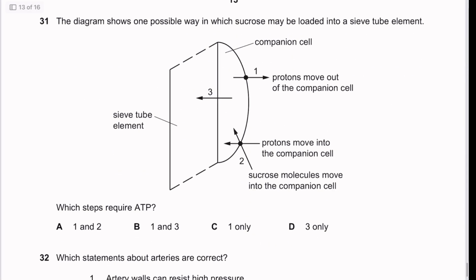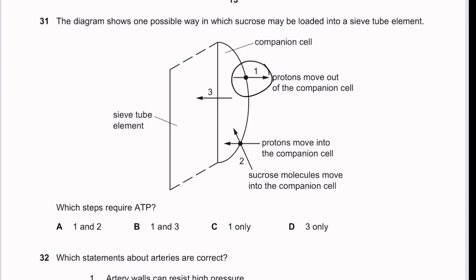Now 31. The diagram shows one possible way in which sucrose may be loaded into a sieve tube element. Which steps require ATP? The steps that require ATP: 1. Protons move out of companion cells. So when protons move out of companion cells, this requires ATP because this is going to be active transport by pumping of hydrogen ions against the concentration gradient out of the companion cell into the cell wall.